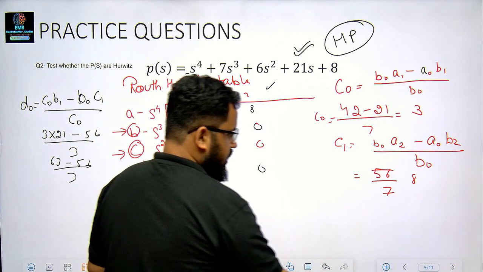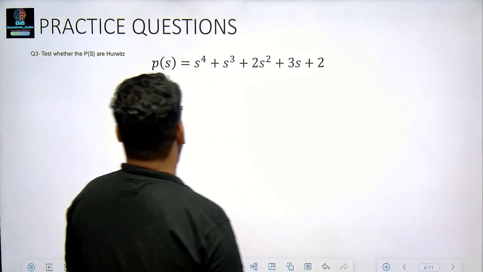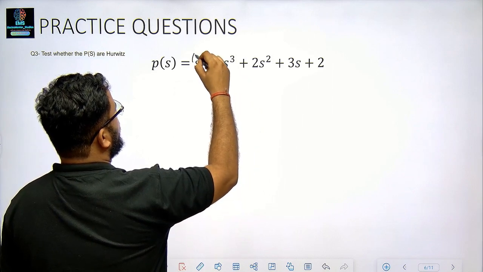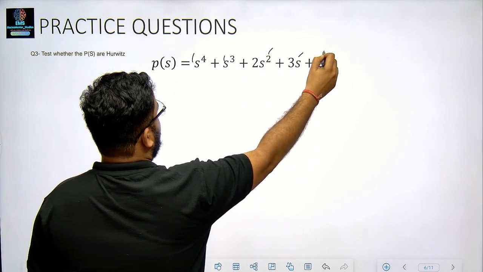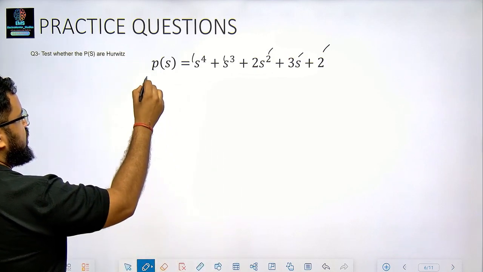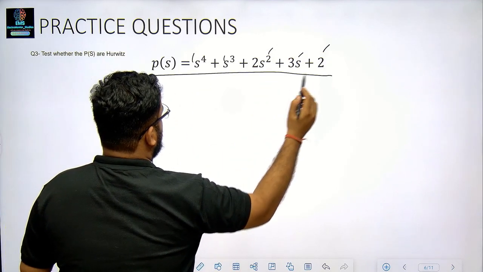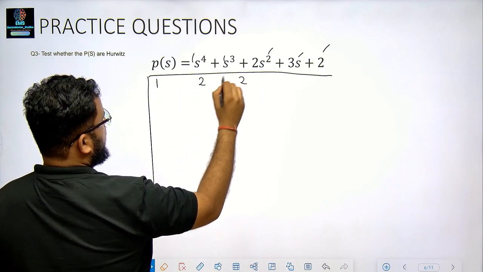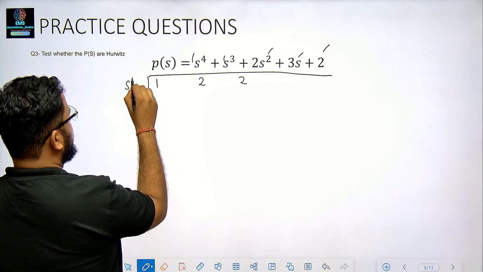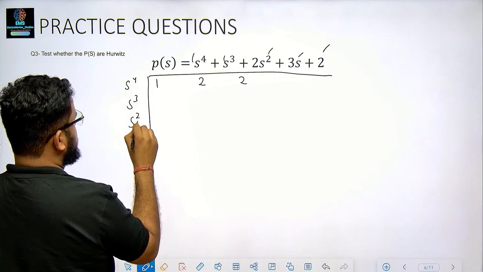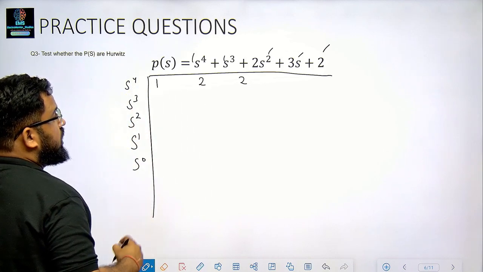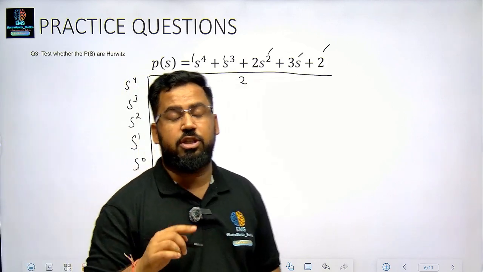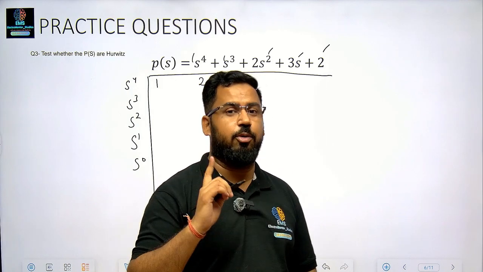Okay, now moving ahead to the next question. We have another polynomial. Here also, all the criteria of the polynomial are satisfied. All the powers are there, and all the coefficients are positive. So let us try this once again. It is 1, 2 and 2. Then we have S4, S3, S2, S1, S0. Just go through the questions. All the questions are different. All the questions are going to give you different results and satisfy different properties.